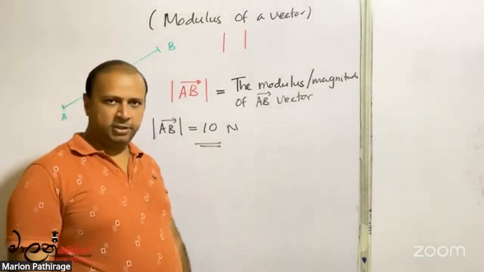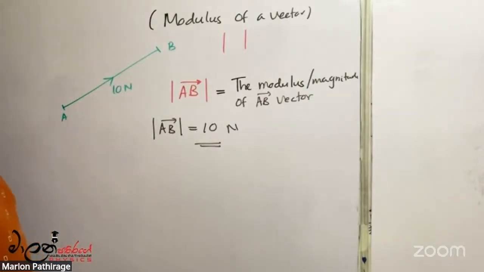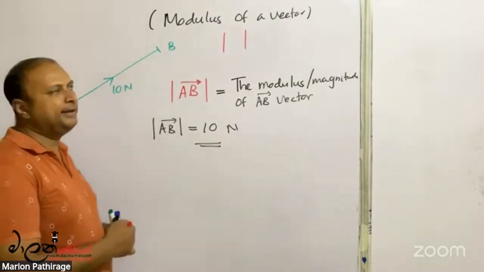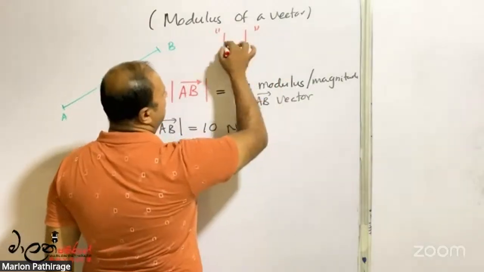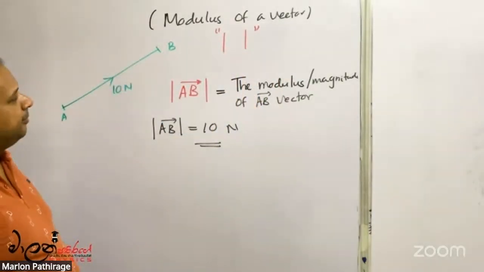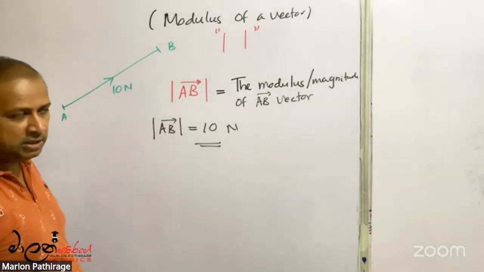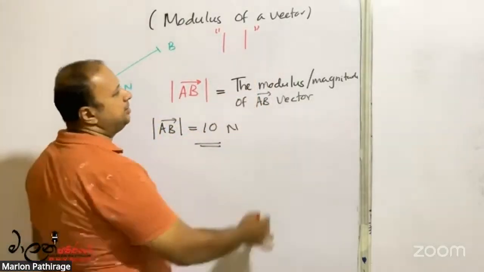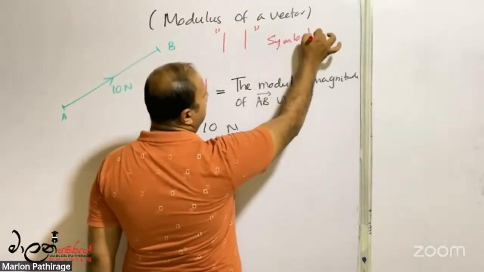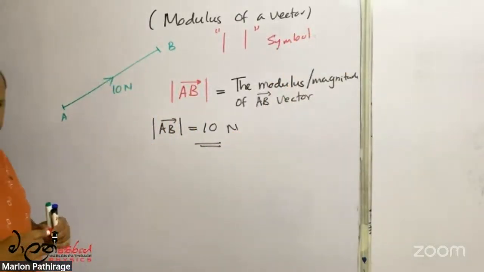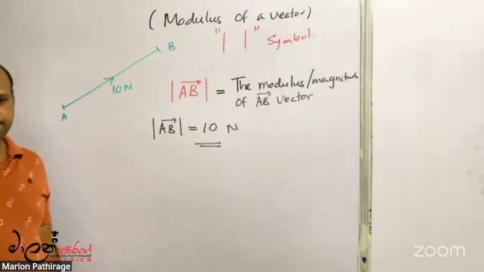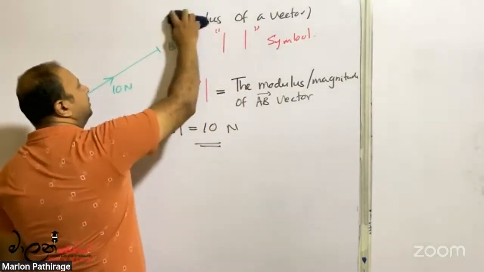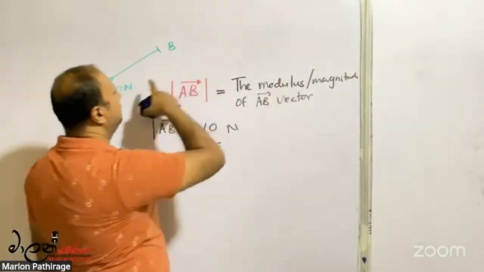The magnitude of a vector can be represented by this symbol. Okay, then draw this one and write this one.